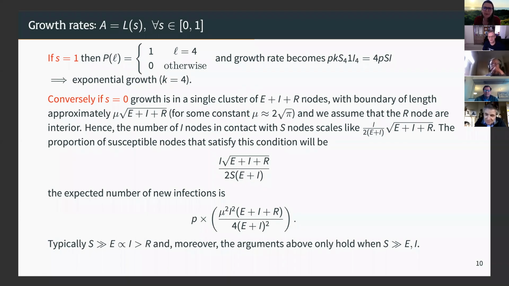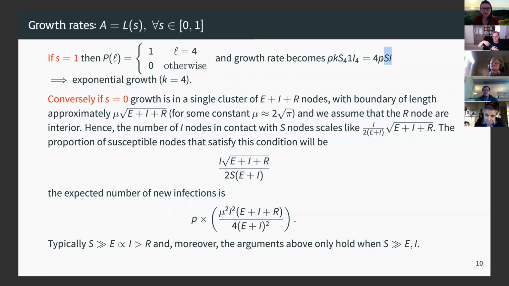The important feature is you've got a cluster, and that cluster consists of everything that's been exposed. And if it's 2-dimensional, then the boundary of the cluster is going to grow like something like the square root of that area, up to some constant. And so what you see then is that the contact between susceptibles and exposed is not what we had up here where all of the susceptibles and all of the infecteds are meeting and contacting, it's only at the boundary of that cluster.